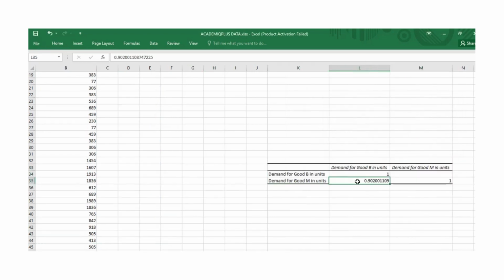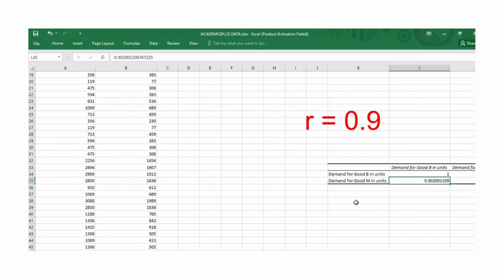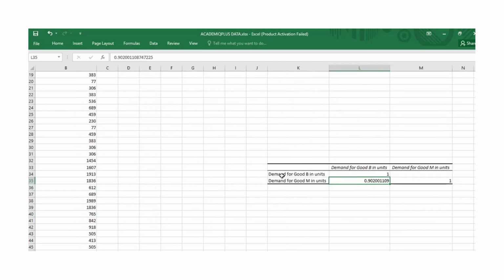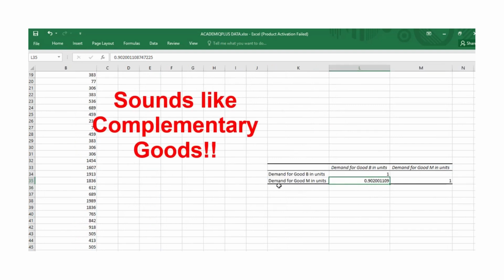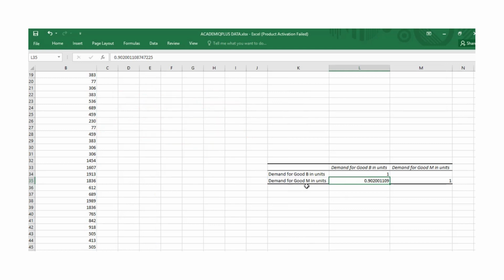Alright, we have the result. This is the correlation coefficient R, 0.9. Quite high, very close to 1. So there's an almost perfect relationship between demand for good B and demand for good hem. Maybe you need the two goods for production. So when there is high demand for B, there's most likely high demand for hem. At 0.9, very high, it's possible the demand for the two goods are moving in the same direction.